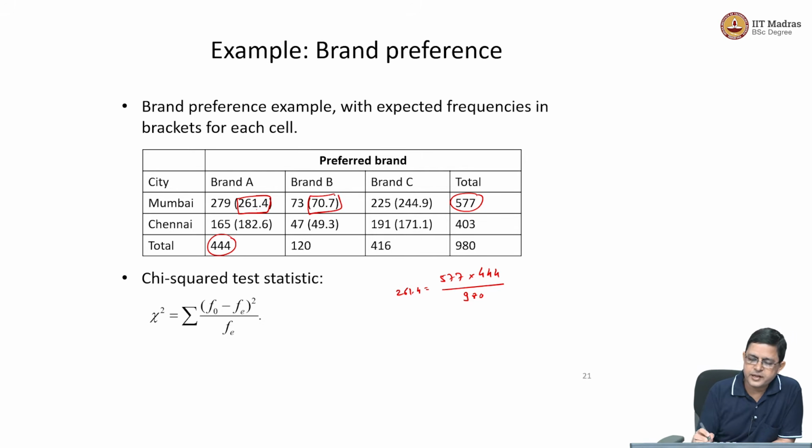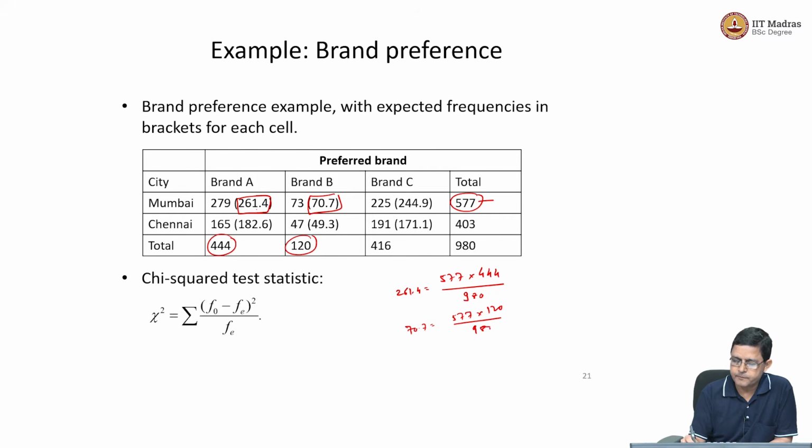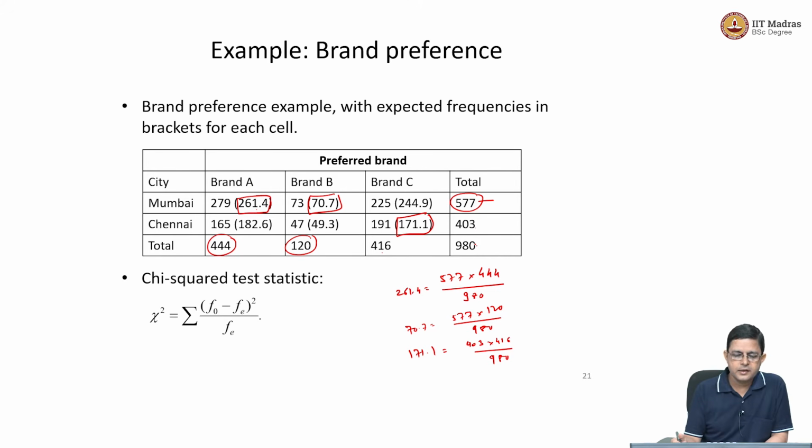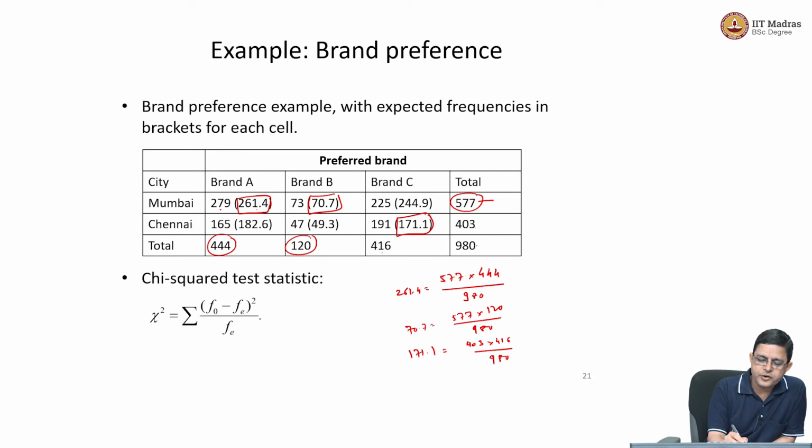How did we get this 70.7? This 70.7 was calculated as row total 577 multiplied by column total 120, divided by 980. How did we calculate this 171? 171 was calculated as row total, which is 403, multiplied by column total, which is 416, divided by total sample size, which is 980. This is how I calculated the expected frequency. 279 is the observed frequency, 261 is the expected frequency.